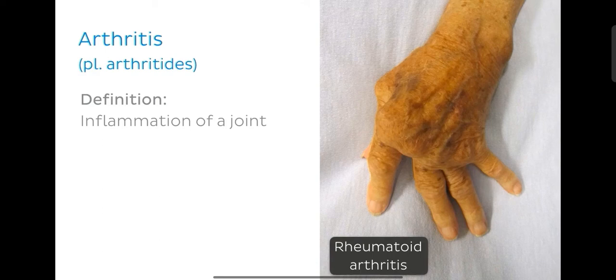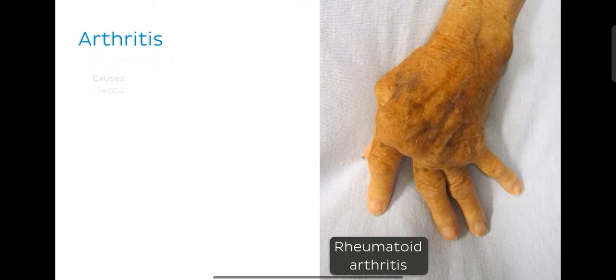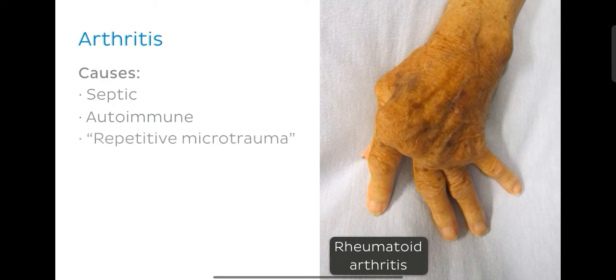Arthritides, plural for arthritis, are a group of conditions. The term arthritis simply means inflammation of a joint. Arthritis has its own causes, which can be infective, known as septic arthritis if it's due to bacteria. Autoimmune, such as rheumatoid arthritis or psoriatic arthritis. Due to wear and tear or repetitive microtrauma, to put it into more technical terms, leading to then osteoarthritis. Or congenital, for example, Ehlers-Danlos syndrome.